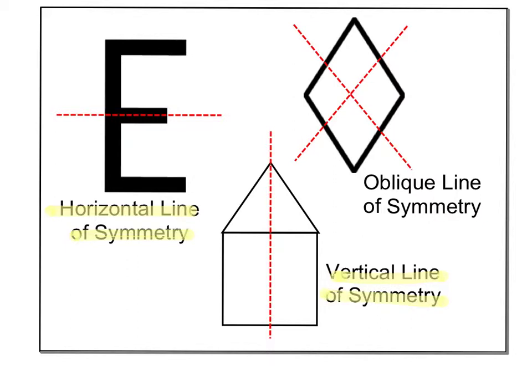In this case, the picture of the house. Cut it right down the middle, each half is identical. Finally, the last one, which will be a new word for a lot of you, is oblique. It essentially means the same as diagonal, but they're going to use oblique instead.